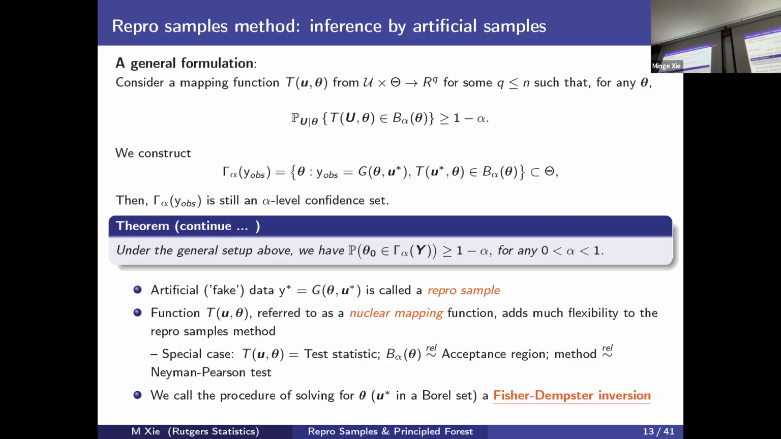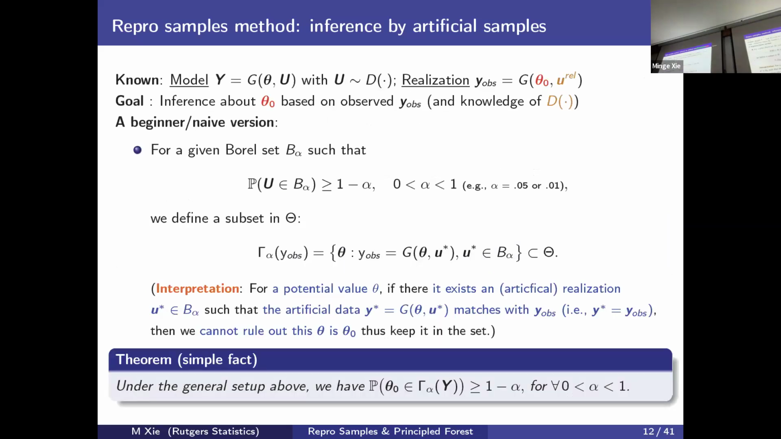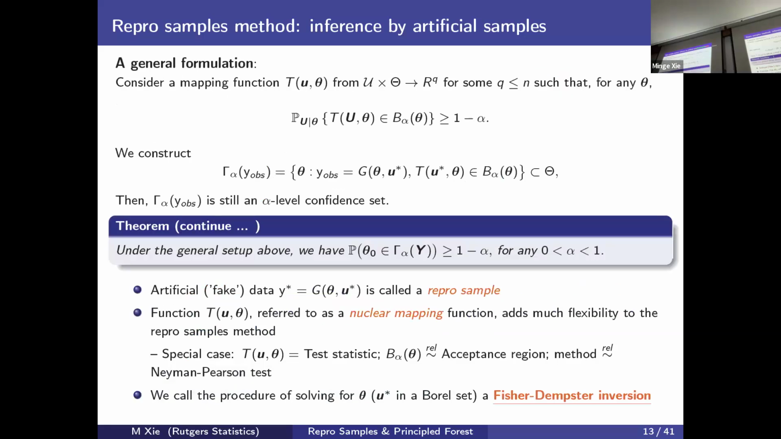This procedure is called Fisher-Dempster inversion, because solving these things is inversion. Dempster-Shafer calculus talks about inverting a set, and this indeed has a flavor of inverting a set. I gave the talk in the BFF community, and some people said maybe you should call it Fisher-Dempster inversion instead of just Fisher inversion. That distinguishes it from Fisher's fiducial inference itself. So we refer to inverting a set as Dempster-Shafer, Fisher-Dempster inversion.